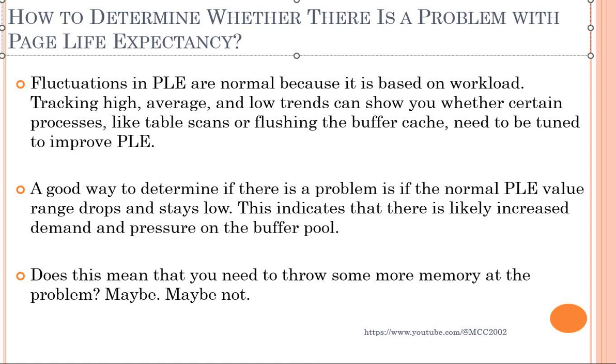So this is basically the answer to that question: you have to check Performance Monitor and add the counter, select PLE, and you can also check the SQL Server buffer pool counters and so on.